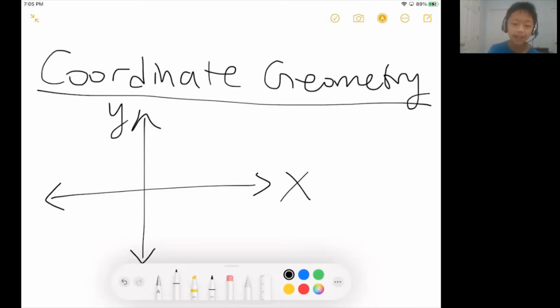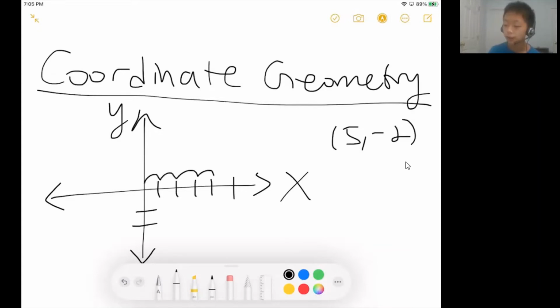If you wanted to graph the point (5, -2), that would just mean you go 1, 2, 3, 4, 5 units to the right, and then you go down 2: 1, 2. So this would be the point (5, -2). That was just the basic stuff. You probably already knew that. Being able to plot points is very fundamental and important in coordinate geometry.